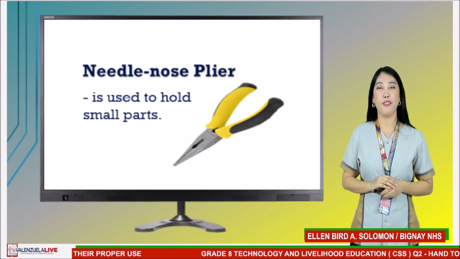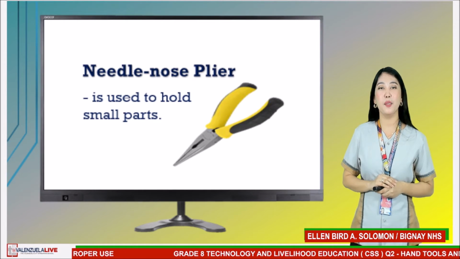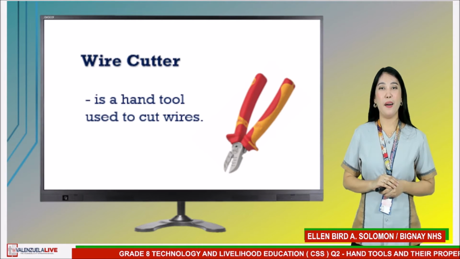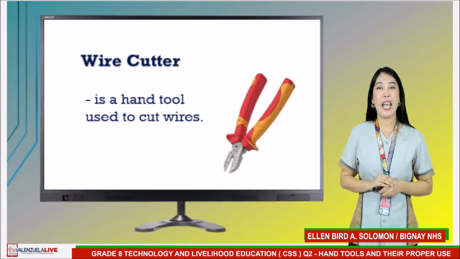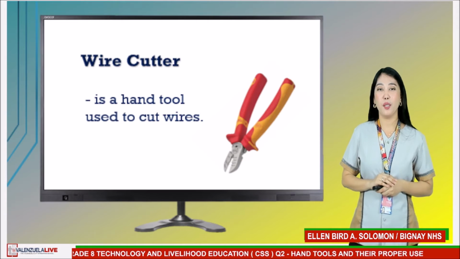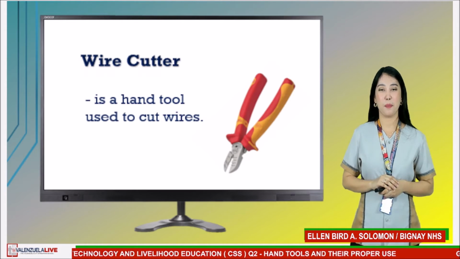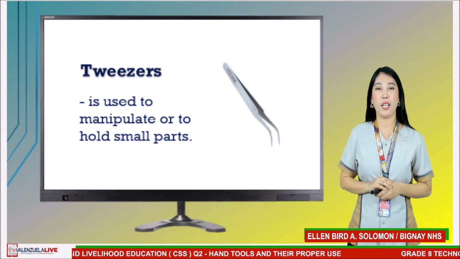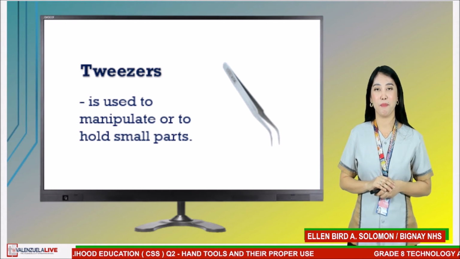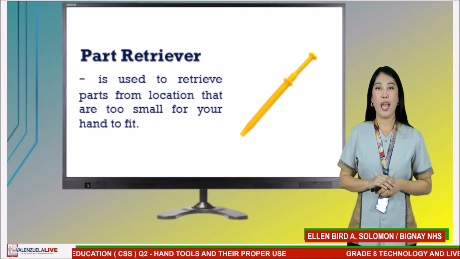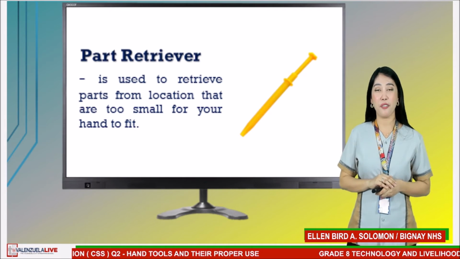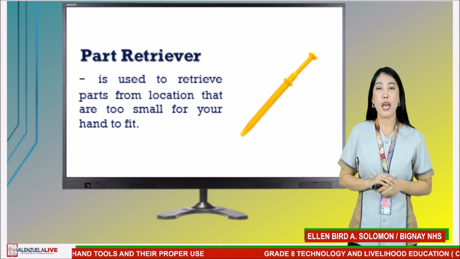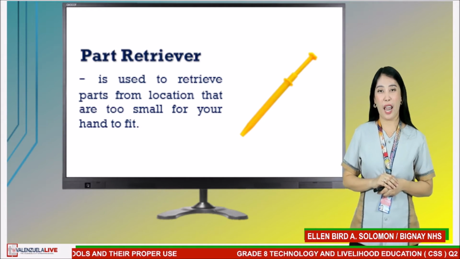We also have needle nose pliers. They are used to hold small parts. We also have the wire cutter, which is a hand tool used to cut wires. Next are tweezers. They are used to manipulate or hold small parts. And also a part retriever. It is used to retrieve parts from locations that are too small for your hand to fit.